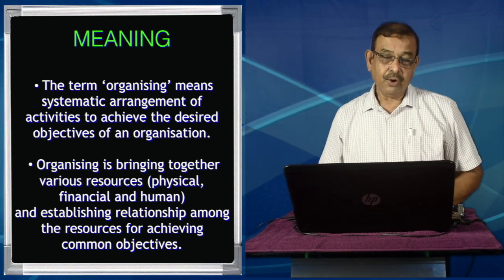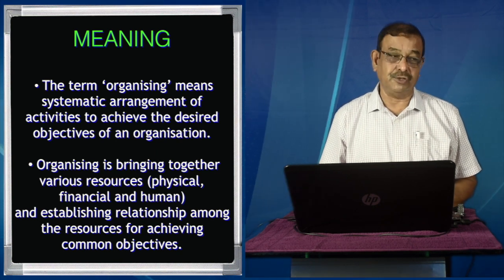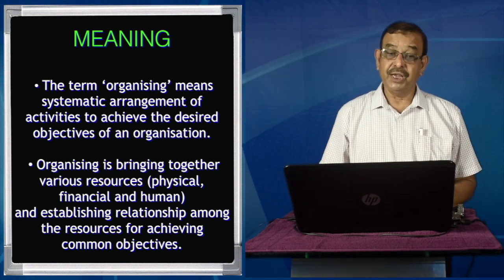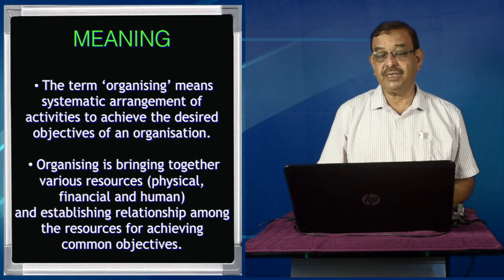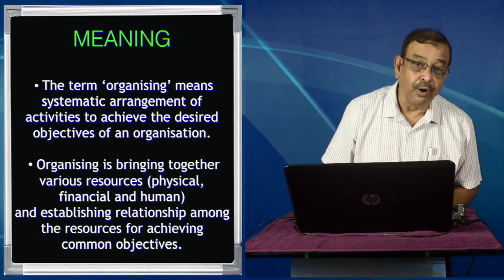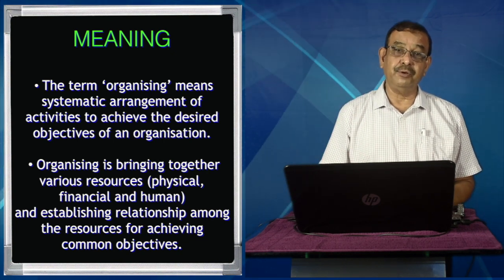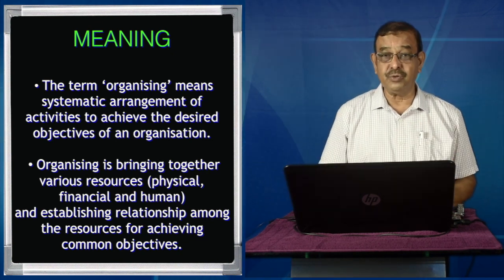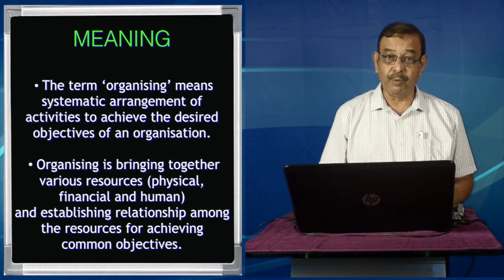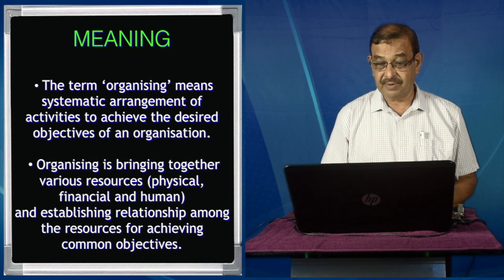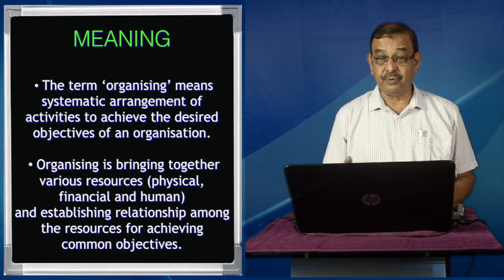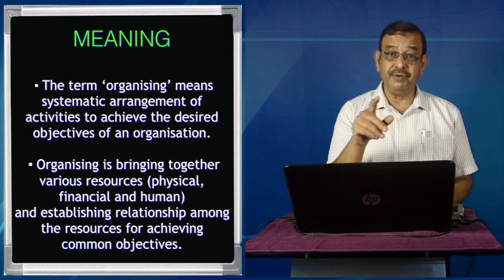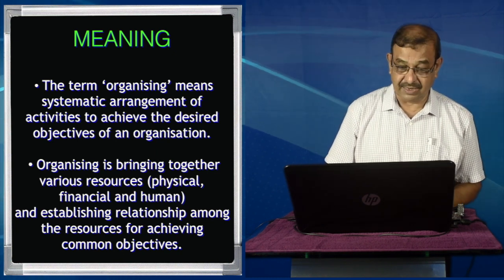Second aspect, organizing is bringing together various resources. So what will be those resources? Different kinds of resources, physical resources, financial resources, human resources, and establishing relationship among these resources for achieving the common objectives. We have got a common objective of achieving 20% market share after 3 years. So to that extent, we need to assemble the resources. We need to have human resources, more manpower. We need to have more financial resources, physical resources, more number of machineries, factories, land. We'll have to establish the relationship about all these, and we shall have to give responsibilities to the various functionaries.